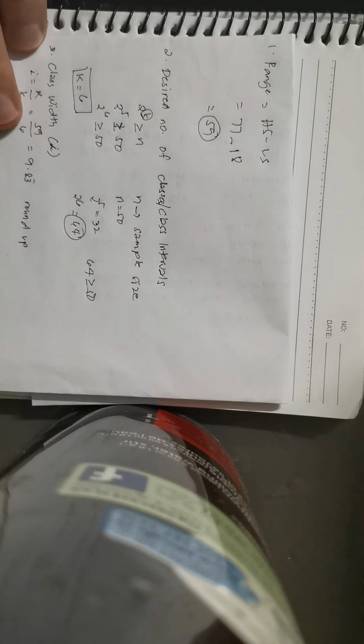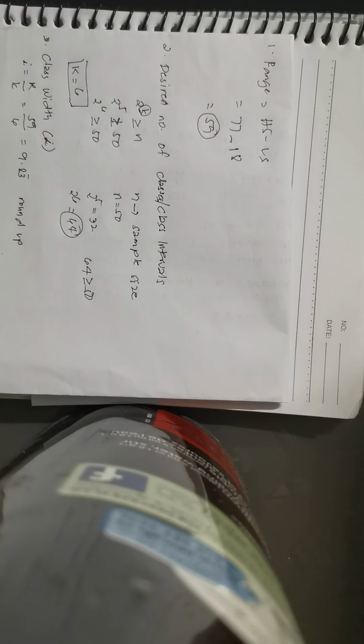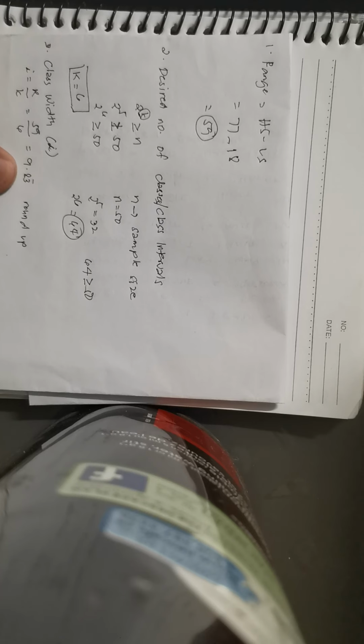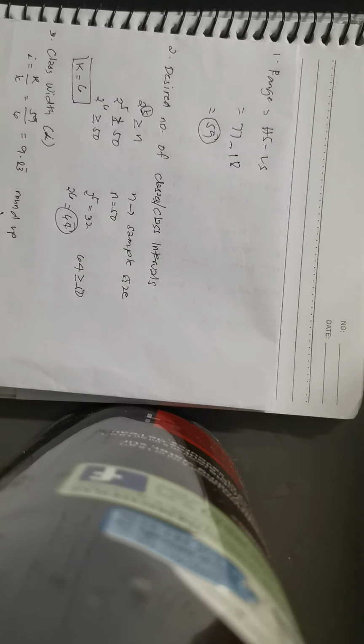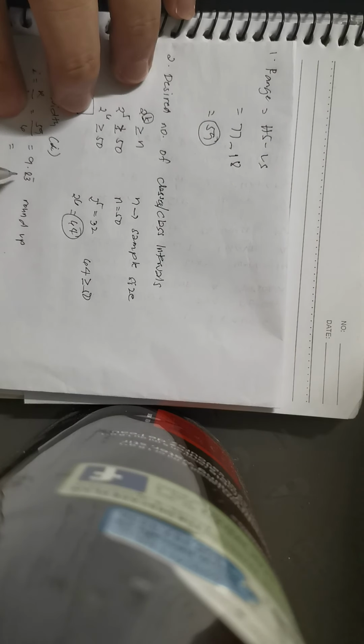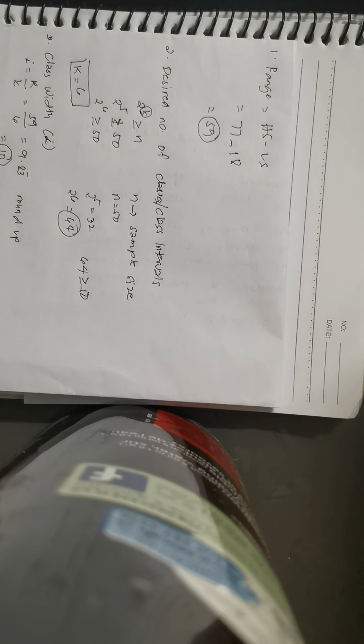Round up the value. When you say round up, it means that since there is a decimal point in this value, we will get its next whole number. That's the rule for rounding up. Regardless of whether the decimal is less than 0.5, you just have to get the next whole number, unlike rounding off. So for 9.83, the next whole number is 10. The ruling here is we need to have a whole number class width, because that's an interval and we cannot afford to have an interval that is in decimal form.